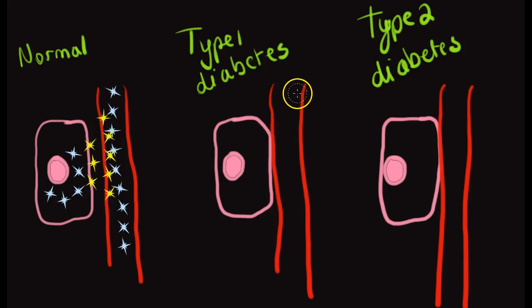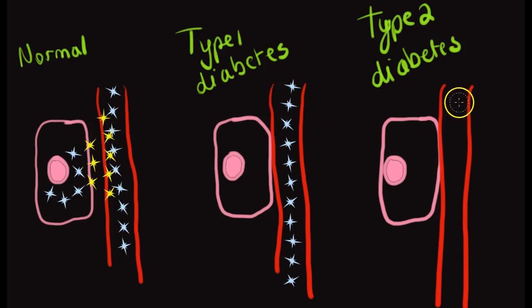Now in a type 1 diabetic, the glucose arrives from the meal, but there is absolutely no insulin present since the islet cells of Langerhans got destroyed from the autoimmune process, and the type 1 diabetics just absolutely do not produce any insulin, and therefore the glucose cannot make its way inside the cell.